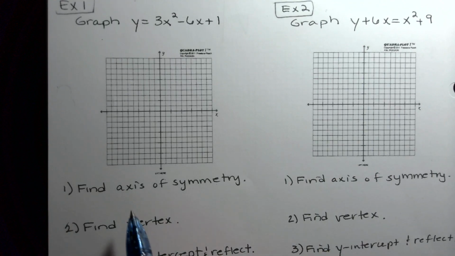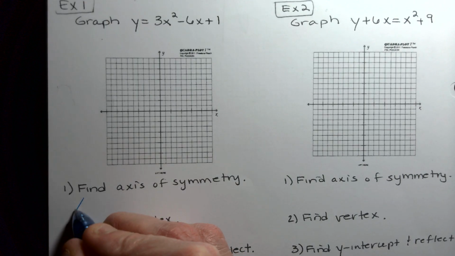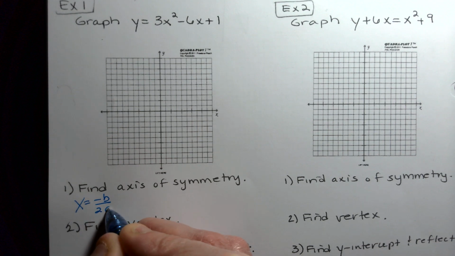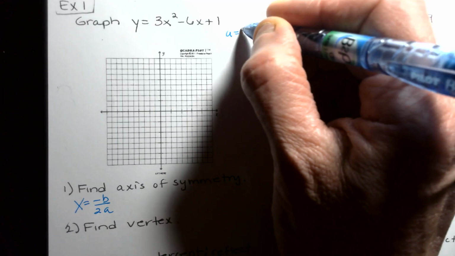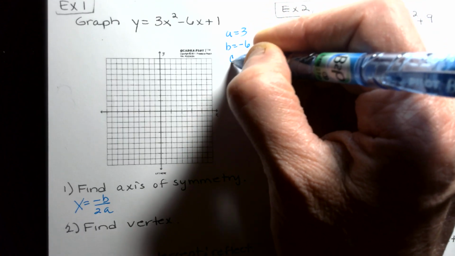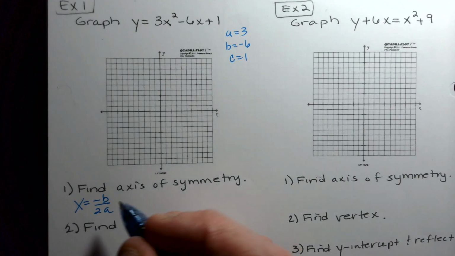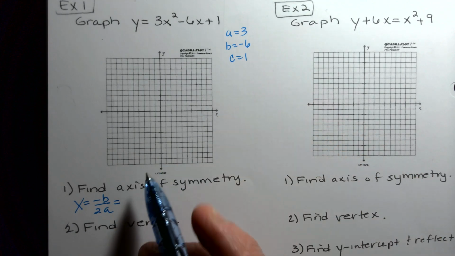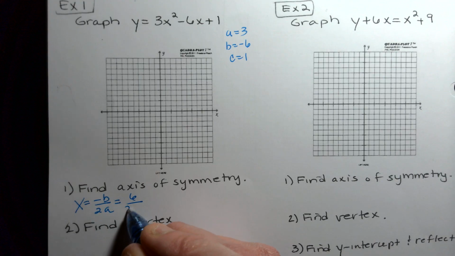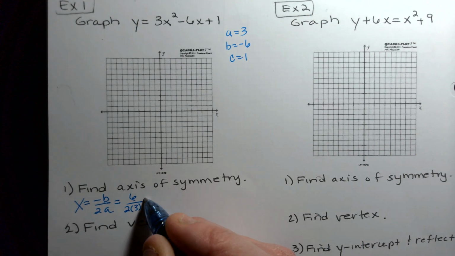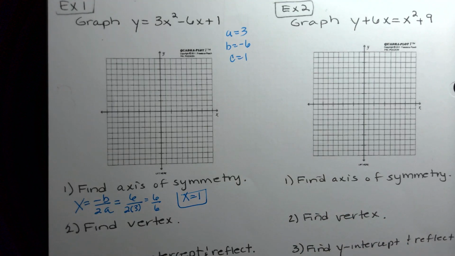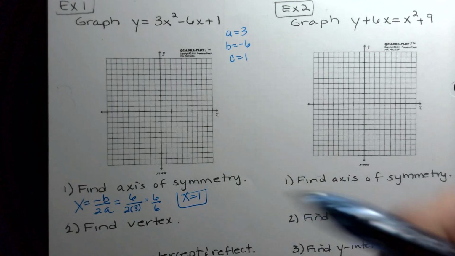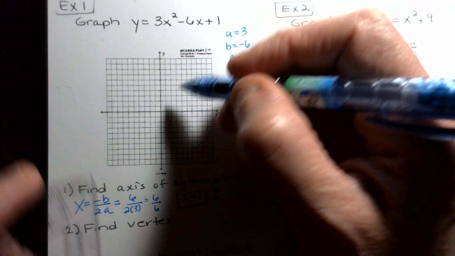So first we're going to do step 1, find the axis of symmetry. You know the formula. It's x equals the opposite of b over 2a. And let's just go over here and write what a is. A is 3, b is -6, and c is 1. So plug those in. Opposite of b, -6 is a +6, over 2 times 3, 6 over 6, x equals 1. Now put that on your graph. So x equals 1 again is a vertical line. So we're going to find 1 right here.